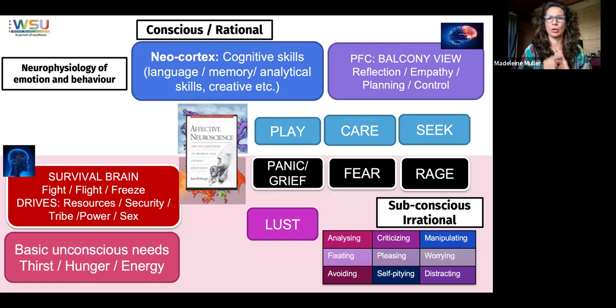So we're going to have a look at those three. There's a fourth one, lust, which is also a positive emotion, but very much belongs to our subconscious. Lust is going to have a whole separate session of its own, so we're not going to cover it in this presentation.